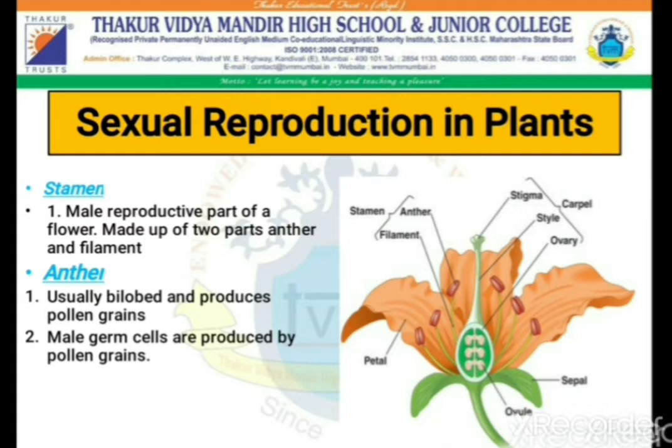Below the anther, an elongated part is there called filament. So this filament is the stalk of the anther. So that is about the male reproductive part of a flower. The male reproductive part is called stamen. It contains two parts, that is anther and filament. Anther contains pollen grains which are called male gametes and the filament is the stalk of the anther. So here we have seen the male reproductive part as well as the female reproductive part.